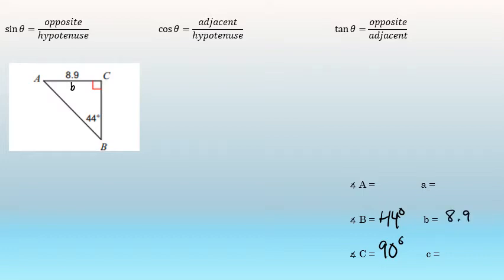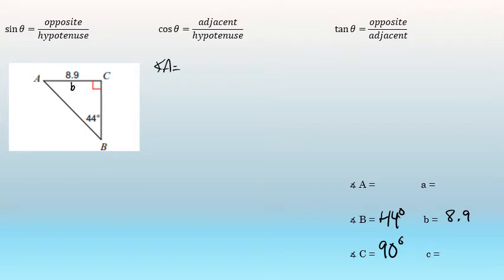We're not given units here. I don't know if this is meters or centimeters or kilometers, depending on the context of the problem. So I'll just write 8.9 for the length of side B. The measure of angle A will be the easiest to find. It doesn't require trigonometry.